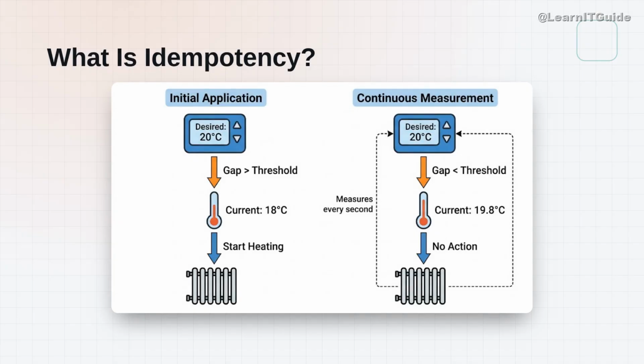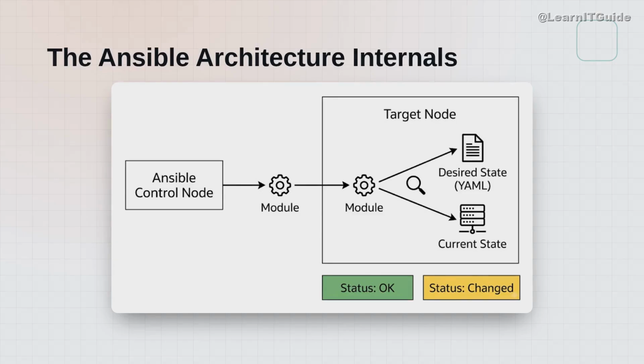What does idempotency actually mean in the IT world? It sounds like a complex mathematical term, but it is quite simple. It means that the state of your system is the only thing that matters. If the system is already configured correctly, Ansible does nothing. If it is not, Ansible makes only the necessary changes. Like a thermostat, it only acts when the current state does not match your desired state.